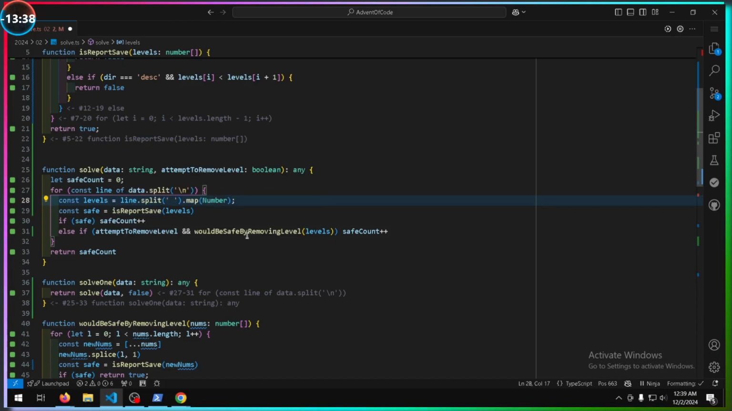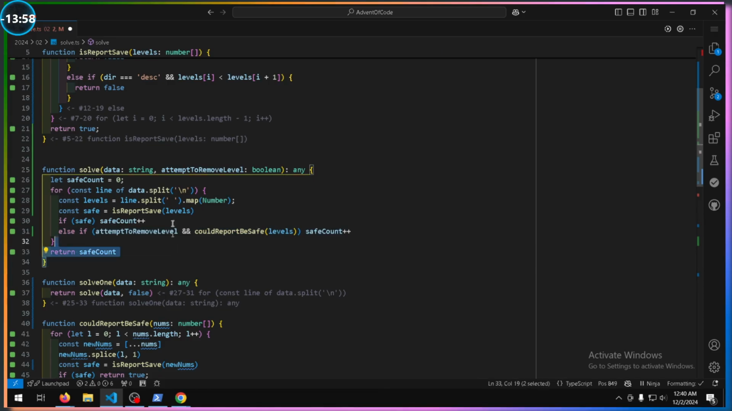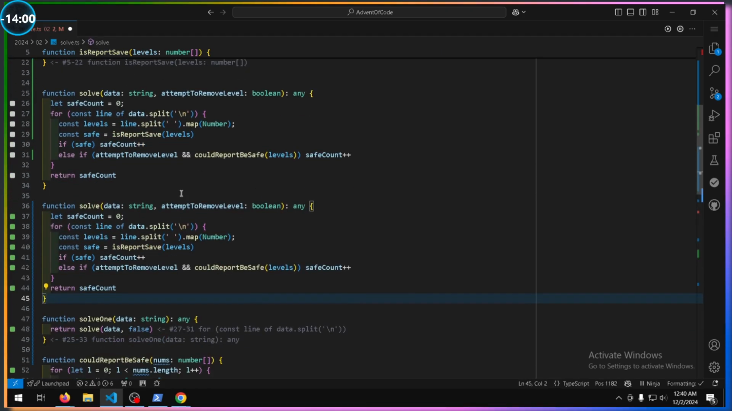Is report safe? Now let me rename this could report safe by removing level. I don't want it to be that prescriptive. Could report be safe? There we go. I like that better. So this works. The other approach which I'm going to run is solve. Here we go.